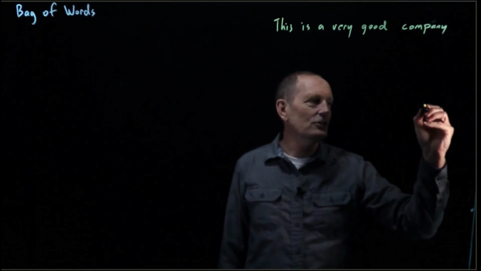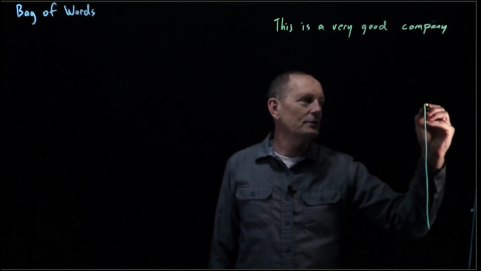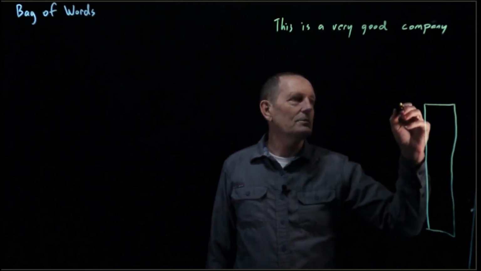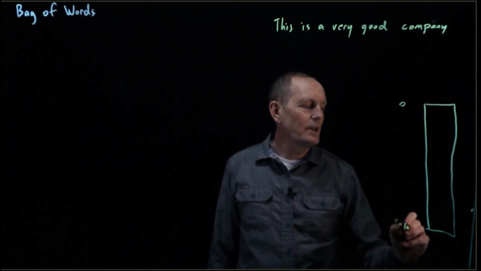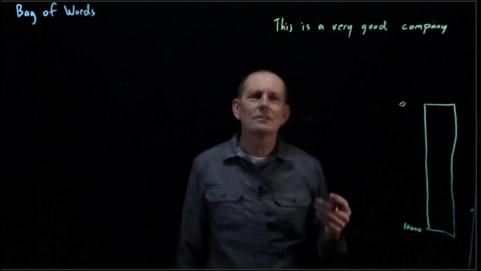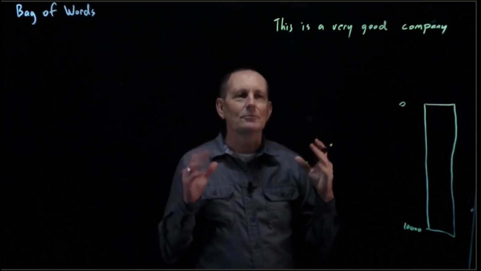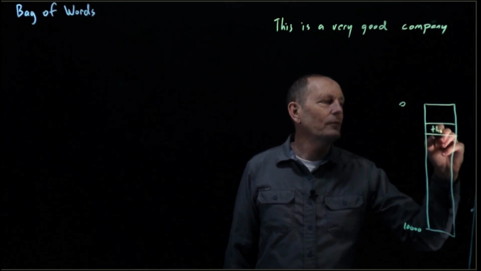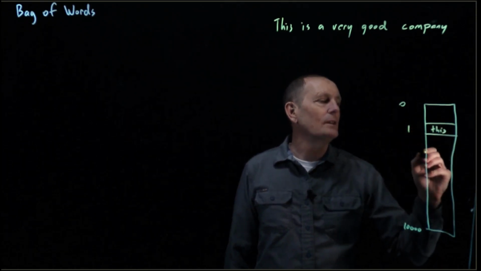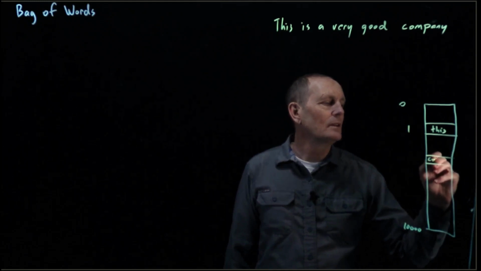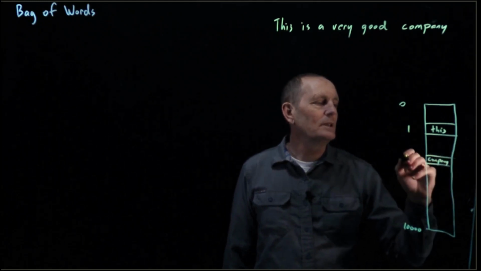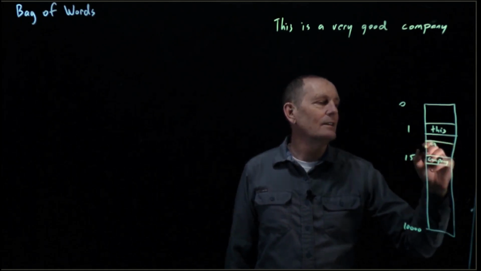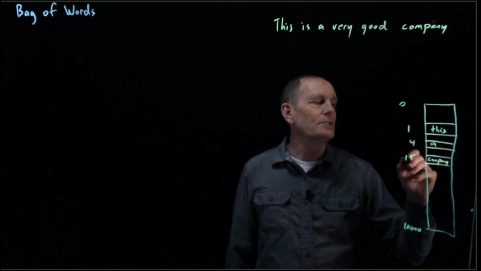And as before, we'll have some dictionary of all possible words in our corpus. So this might be from, let's say, 0 to 10,000. I'm just picking 10,000 because it's a fairly small set of possible words. And then each word would be represented somewhere in here. So this might be a 1, company might be 15, it might be 4, and so on.